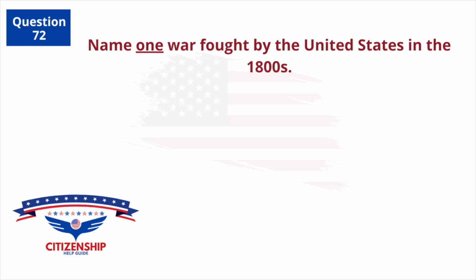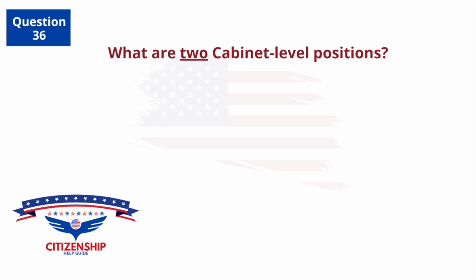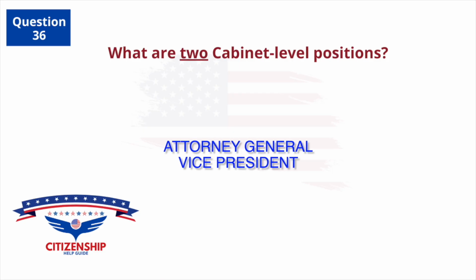Name one war fought by the United States in the 1800s. Civil War. What are two cabinet-level positions? Secretary of Defense. Secretary of Education.